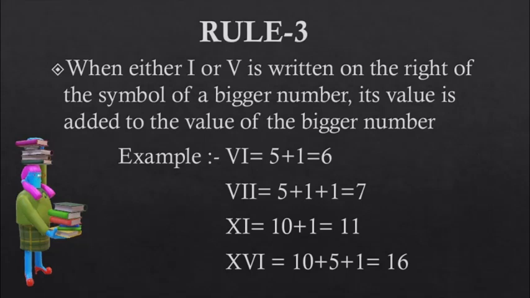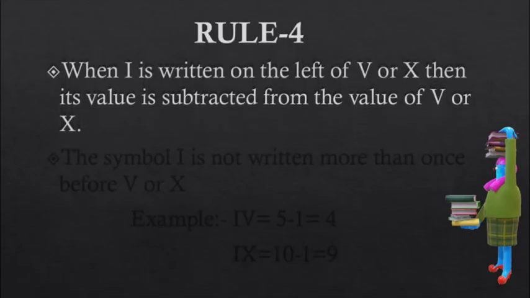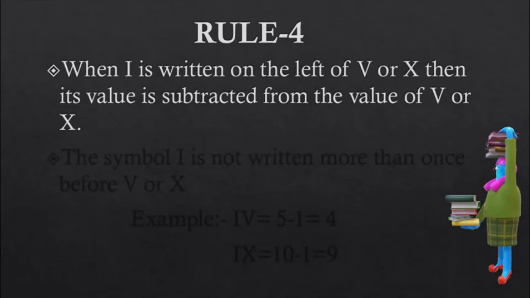Let's understand the next rule. The next rule says when I is written on the left of V or X, then its value is subtracted. Earlier, in the earlier rule, we were writing it on the right hand side. That time we used to add it. Now, if you write it on the left hand side, you need to subtract it.